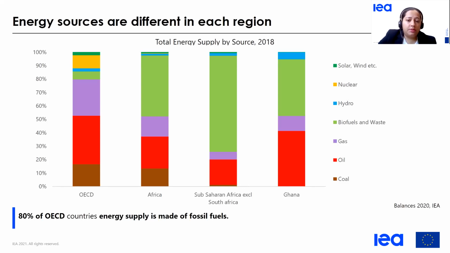Then if we move even further and look at sub-Saharan Africa, here excluding South Africa, we see that the share of biofuels and waste increases even more, to around 70%. And if we look at the Ghana energy mix, it's quite similar to Africa for biofuels and waste, which accounts for only 42% of the mix, and oil as well plays quite a big role.